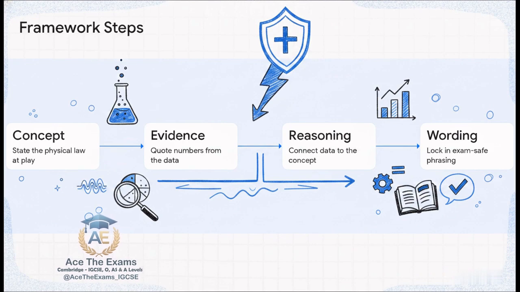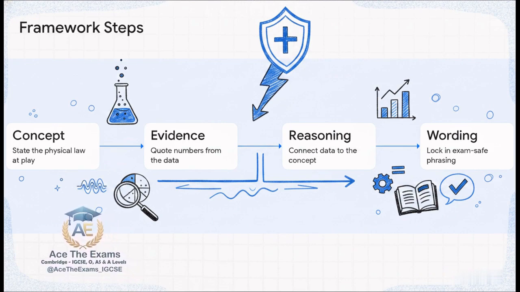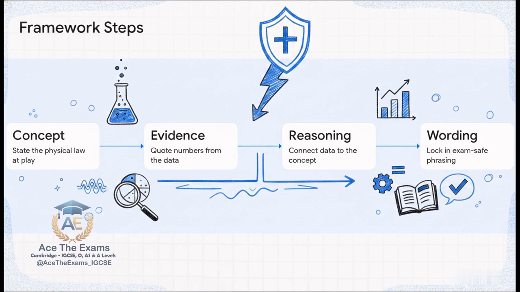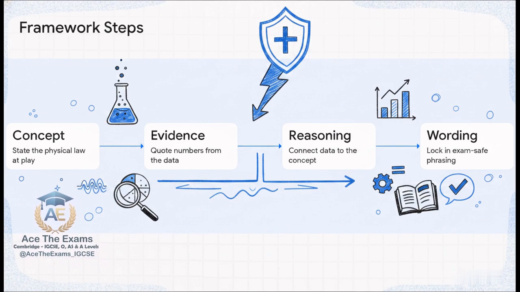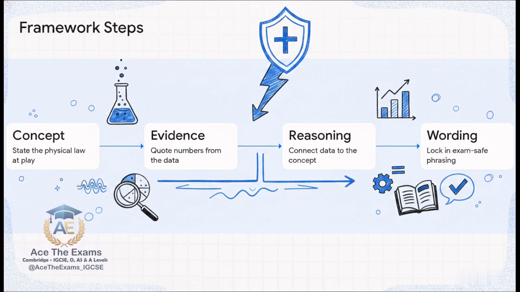This is our top-band 4-step framework, and it's designed to convert a basic, panicked exam response into a high-scoring masterpiece. Here's how it works. Step 1, state the concept. Ask yourself what physical law is actually at play here. Step 2, evidence or data. You must quote the numbers directly from the table or graph they gave you. Don't just wave at them, use them.